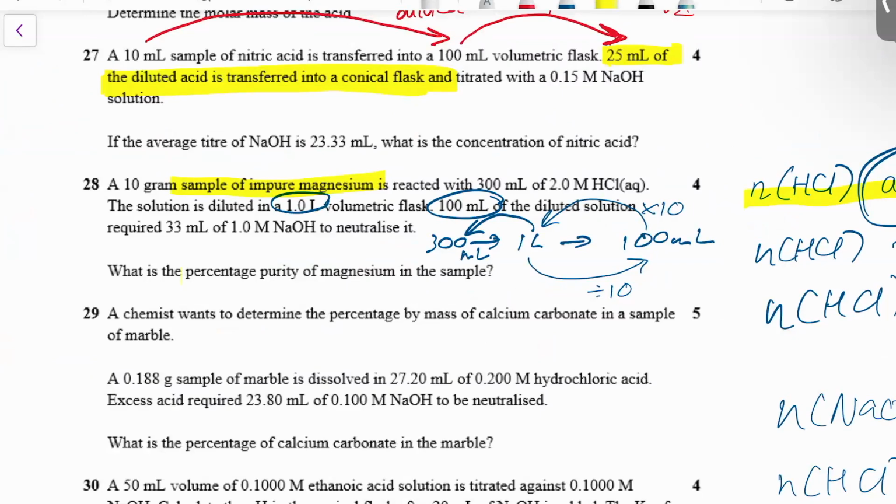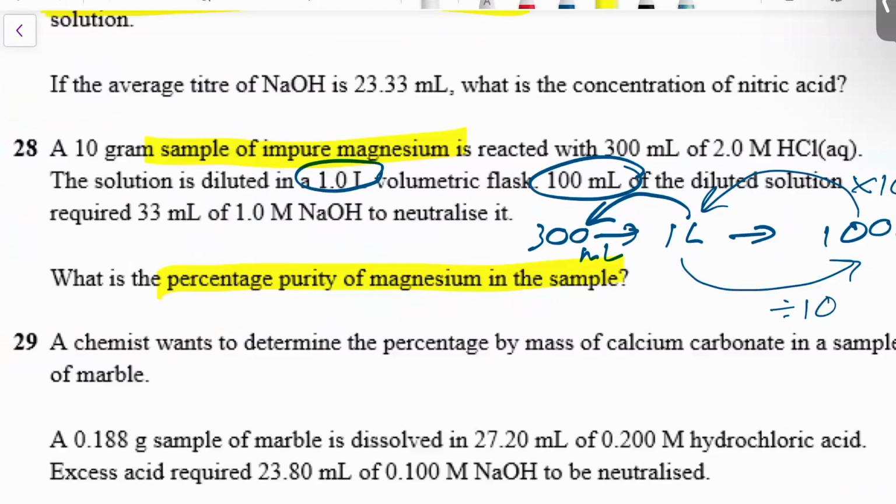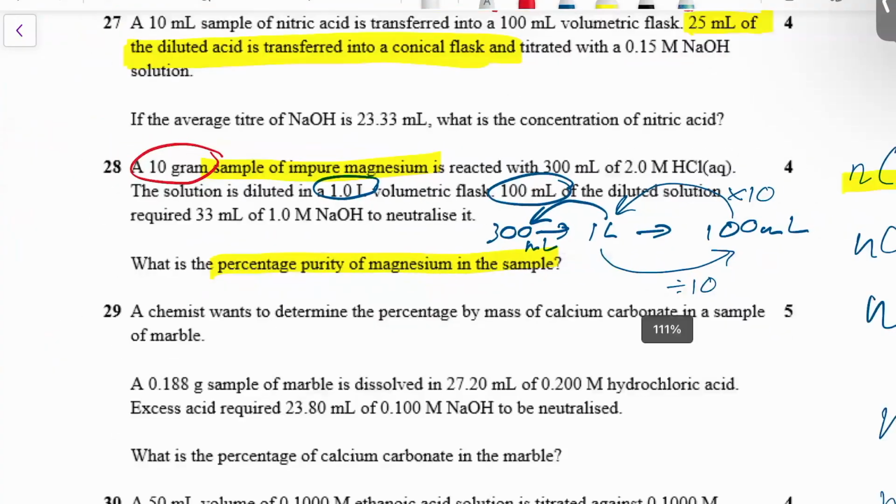Now that I've got the correct chemical that they're after, I can see what they're after. Of magnesium, they're actually after percentage purity. Percentage purity is how much of the entire sample actually contains magnesium. With percentages, you tend to do it in the same units. So the whole sample is 10 grams. So if they want percentage purity, I can't do moles as a percentage of grams. I have to do grams as a percentage of grams, which means I'm going to take the moles of magnesium and figure out how many grams that is. And then I'll put it over the whole 10 grams to see what it is as a percentage.